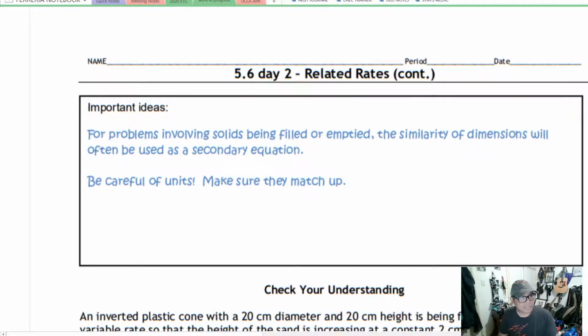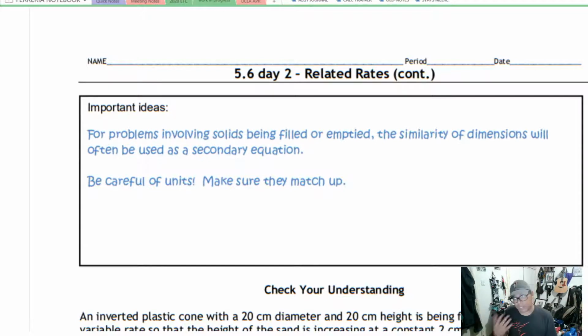So for these problems involving solids being filled or emptied, the similarity of dimensions will often be used as a secondary equation. Now remember that a secondary equation is the name that we give to any equation that we use to reduce the complexity of our primary equation.